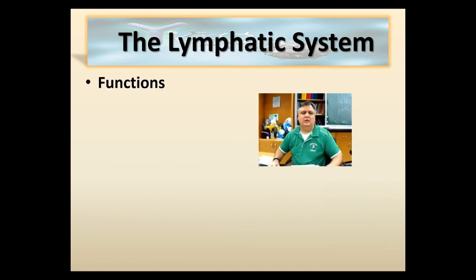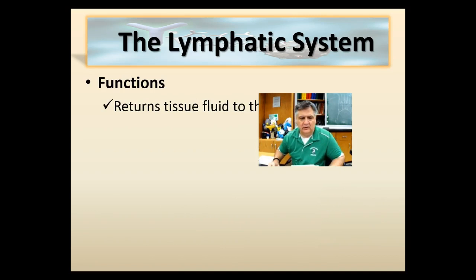Okay, next up, let's take a look at some of the functions of the lymphatic system. One function of the lymphatic system is to return tissue fluid to the blood. Now, we kind of talked about this in the cardiovascular system when we went over capillary exchange. Recall what we said was that on the arterial side of a blood vessel, water squirts out, and then that water is recovered on the venous side of the blood vessel. The water squirts out on the arterial side because of blood pressure. The water is recovered on the venous side because of osmotic pressure.